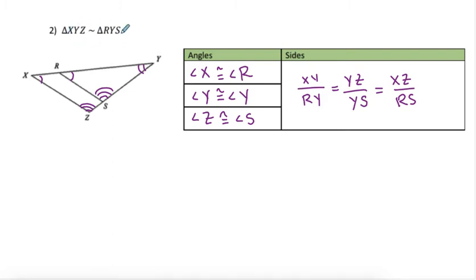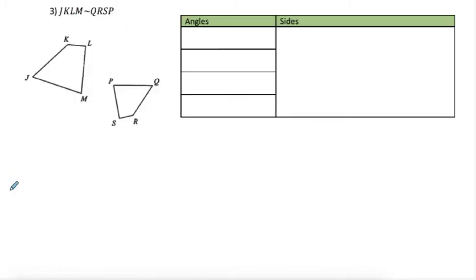I just like looking at this and going XY, RY, YZ, YS. And then I wrap it around to finish it off. ZX, RS. So I'm lining up those pieces each time. And again, the picture is helpful, but this contains all the information that we need to get our proportional sides or angles congruent. On 3, now we have a 4-sided object.